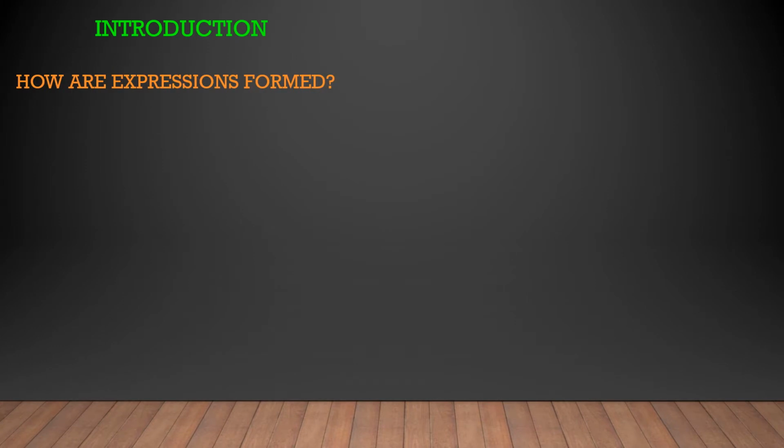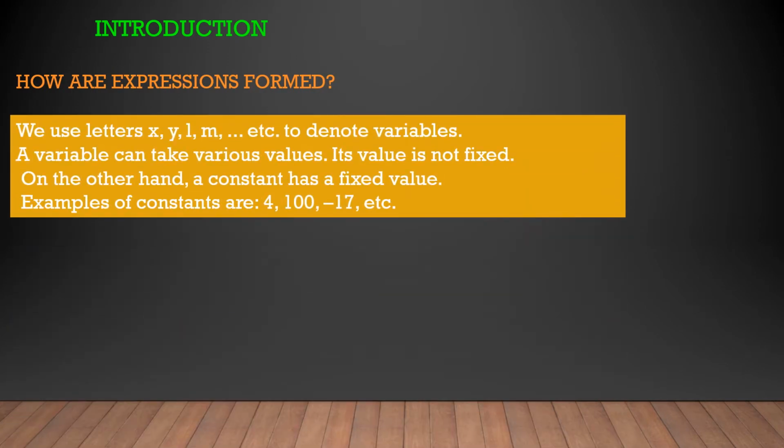How are expressions formed? We have already learned what variables and constants are. We use letters x, y, l, m, etc. to denote variables. A variable can take various values. Its value is not fixed. On the other hand, a constant has a fixed value. Examples of constants are 4, 100, -17, etc.